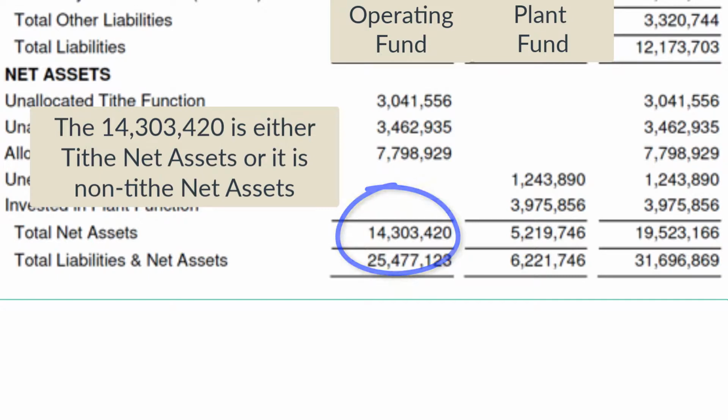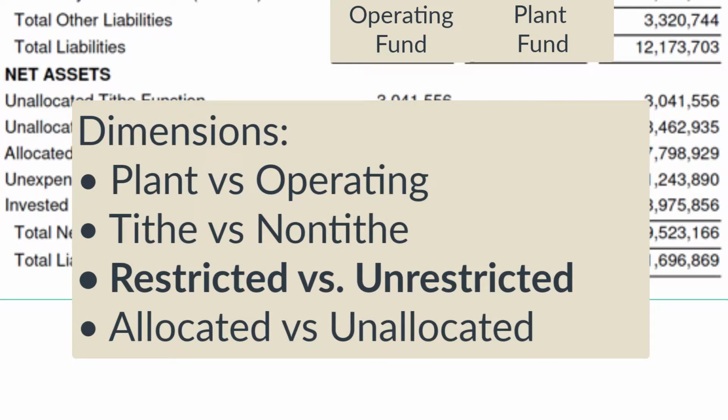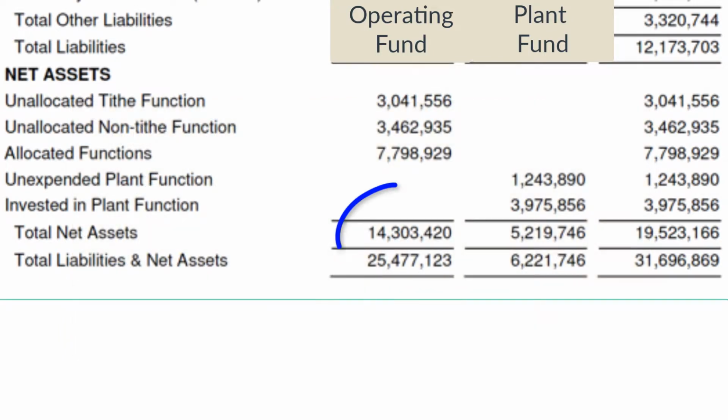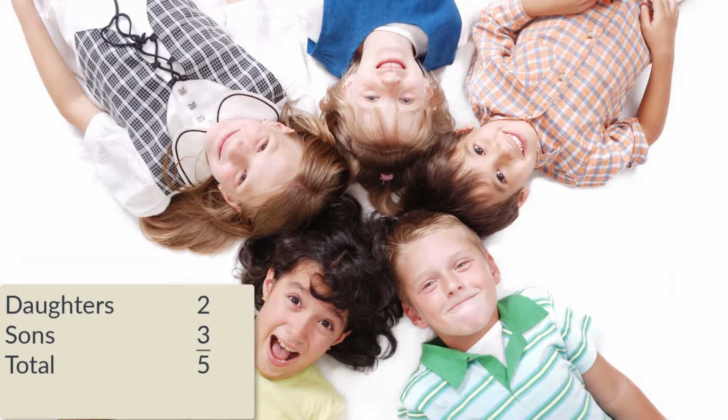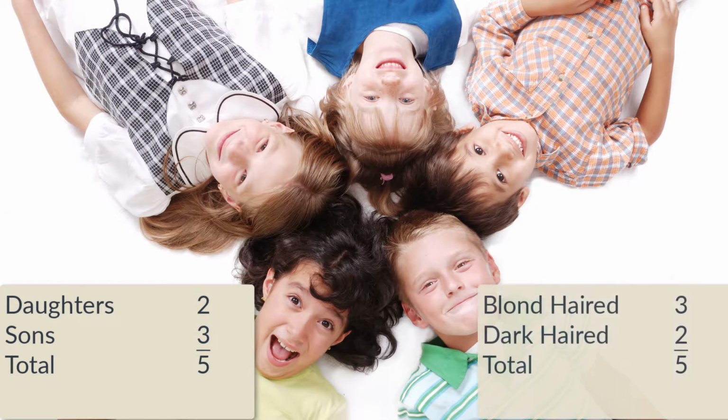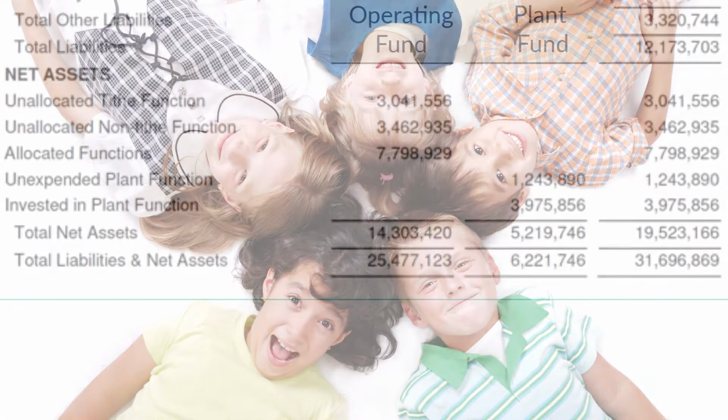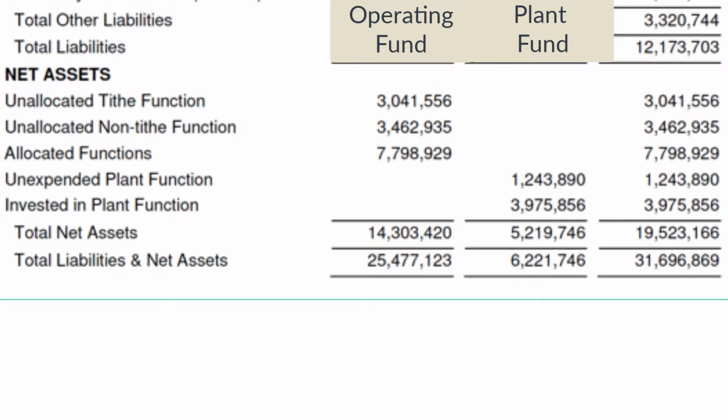So again, the $14 million is either tithe or it is not. There's another way to look at the $14 million. For emphasis, I want to make sure you are clear. We're dividing up the same $14 million that was either tithe or non-tithe and looking at it from a different perspective. In the same way that you might have 2 daughters and 3 sons, and also you may have 3 blonde-haired children and 2 dark-haired children, and they're all mixed up in that. And so that's sort of the same concept, a different way of looking at the same thing.